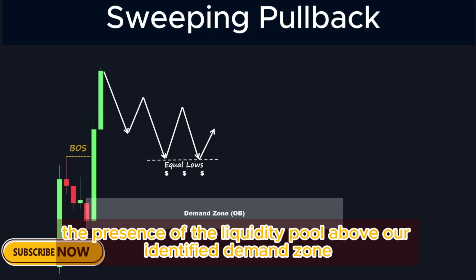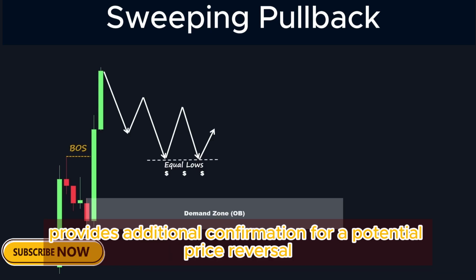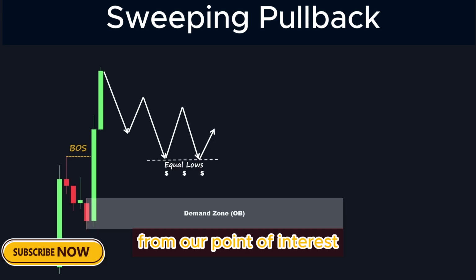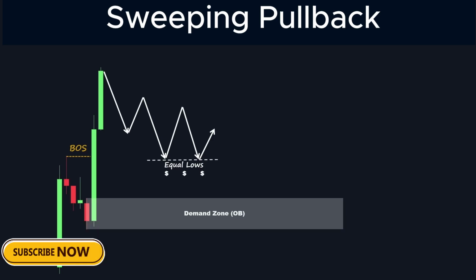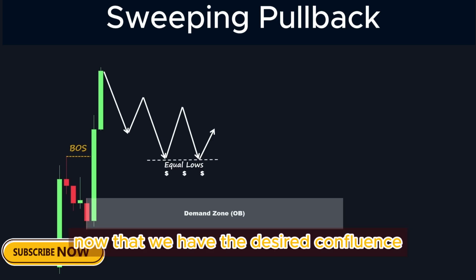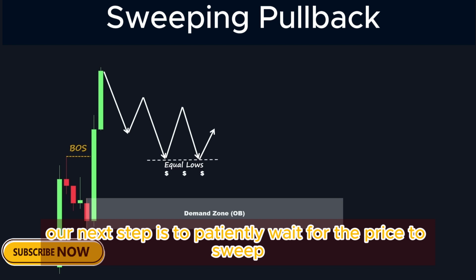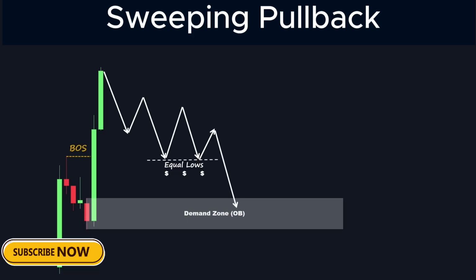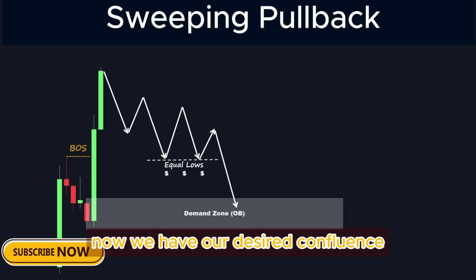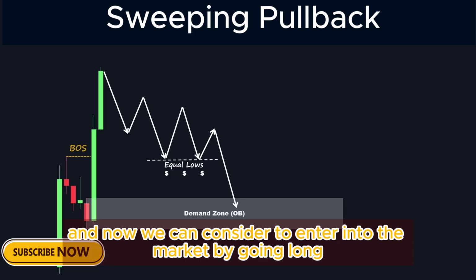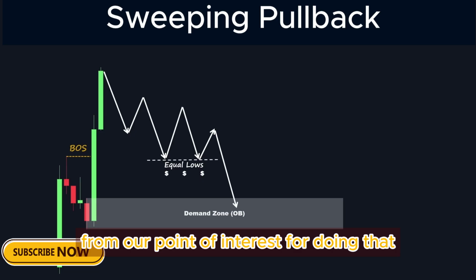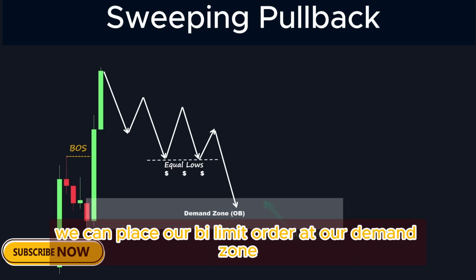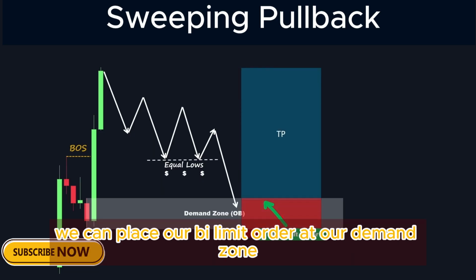The presence of the liquidity pool below our identified demand zone provides additional confirmation for a potential price reversal from our point of interest. Now that we have the desired confluence, our next step is to patiently wait for the price to sweep the liquidity below the equal lows. Now we can consider entering the market by going long from our point of interest. For doing that, we can place our buy limit order at our demand zone.